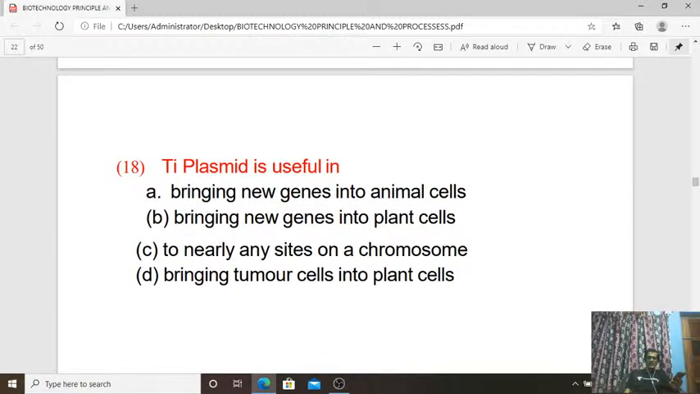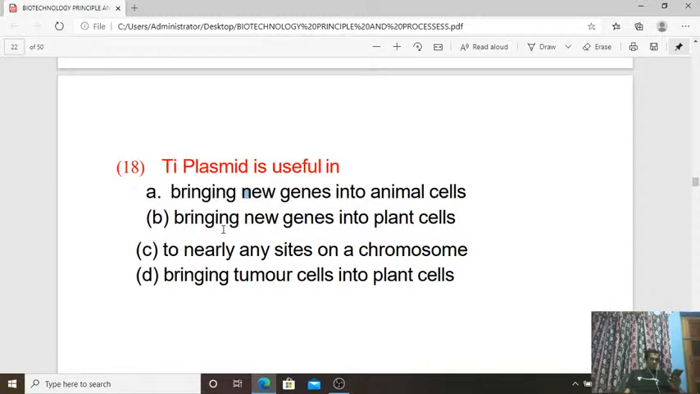Then Ti plasmid is useful in what? Bringing new genes into animal cell, bringing new genes into plant cell, to nearly any site on a chromosome, bringing tumor cells into plant cell. Which is the right one? So remember, Ti plasmid is useful in what?